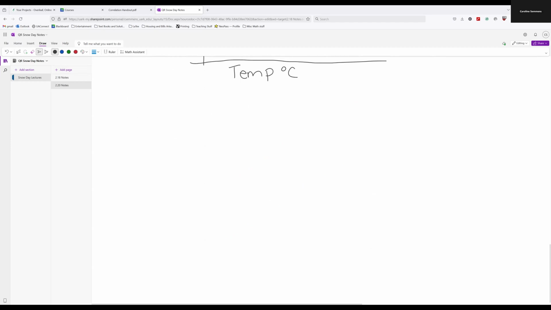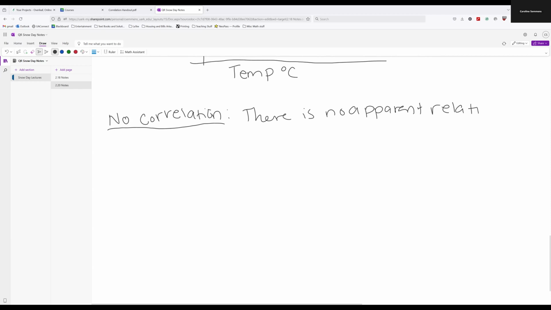All right, so going off of that, we can have no correlation as one of our options. That means there is no apparent relationship. So a graph of that might look like this. It just could be a lot of scattered points. There's no clear line anywhere. I'm just drawing a bunch of random points. So there's no good line. If I draw a line here, that's not really good. So if there's no clear line, you're going to have no correlation.